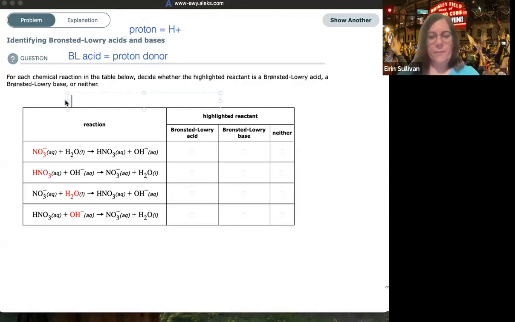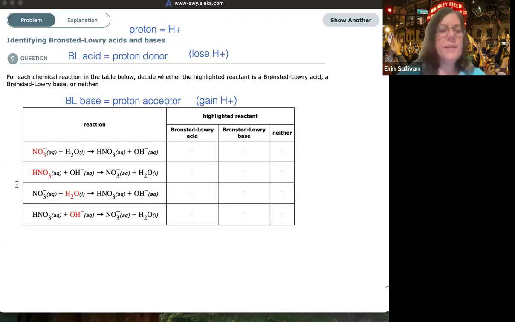And a Bronsted-Lowry base is a proton acceptor, okay? So that means you're looking, between the reactants and product side, for something that gains a hydrogen and a +1 charge, okay? So we're looking for something to lose an H plus, and something that's going to gain an H plus between the reactants and product side.